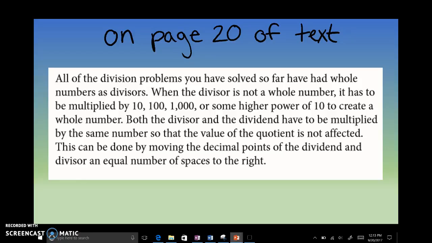So if you want to read it together with me, all of the division problems you have solved so far have had whole numbers as the divisors. When the divisor is not a whole number, it has to be multiplied by 10, 100, 1,000, or some higher power of 10 to create a whole number. Both the divisor and the dividend have to be multiplied by the same number so that the value of the quotient is not affected. This can be done by moving the decimal points of the dividend and divisor an equal number of spaces to the right.